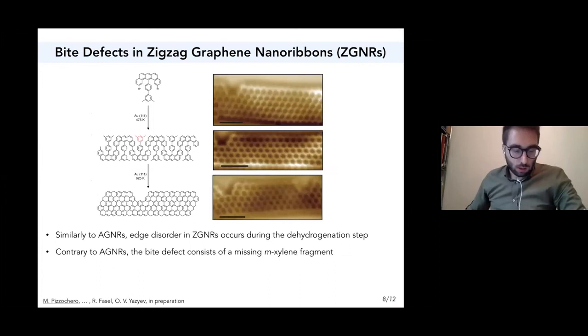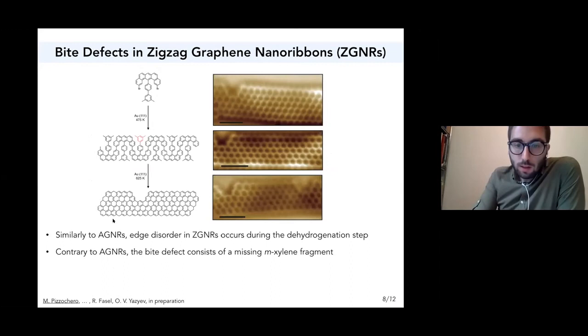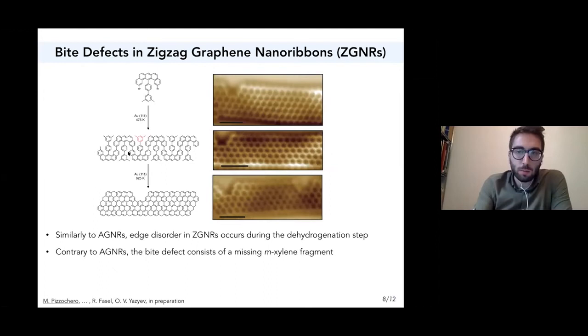I also would like to mention that bite defects are not only restricted to armchair graphene nanoribbons, but we have observed these defects also in the zigzag edges. Similarly to the armchair edges, bite defects occur during the cycle of the hydrogenation step of the on-surface synthesis. However, contrary to AGNRs, these bite defects do not consist of a missing benzene ring, but they consist of a missing metaxylene fragment here. And this is just because of the very nature of the precursor molecule, but nevertheless, we were able to image these defects through atomic force microscopy very clearly. So you can see that these bite defects in the zigzag edges may be isolated or may also be together, like in this bottom panel.